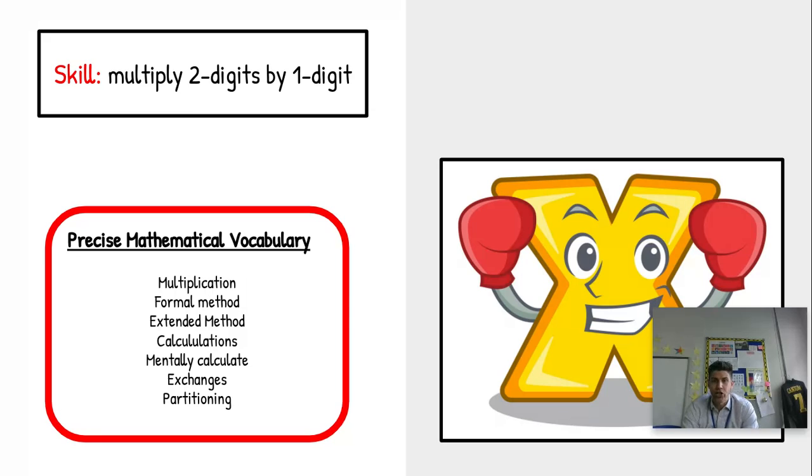Then that word exchanges. Now we use exchanges when we were adding, but we also use exchanges when we are multiplying, especially within the formal method. So exchanging, for example, I might exchange 10 ones for 1 ten, and so on. And finally, that word partitioning, which you've heard a lot recently. So if I partition a number, I break it up into its place value. So for example, the number 353, I'd break it up into a 300, a 50, and a 3.